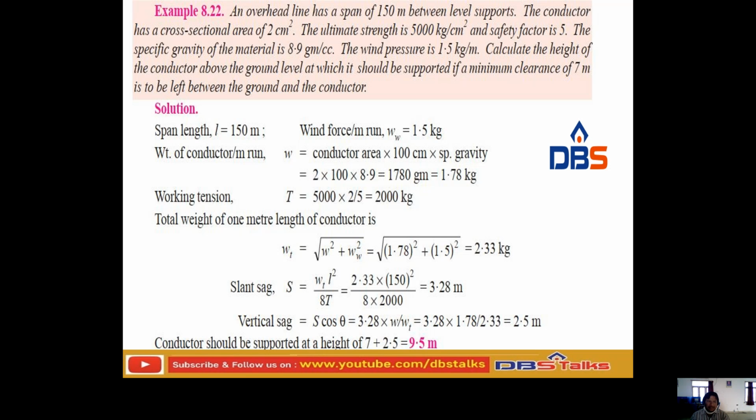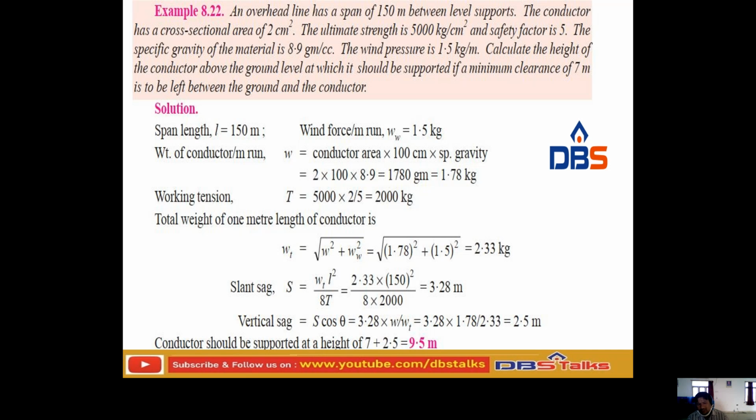Next, the total weight is the vectorial sum of Ww plus W, that is the square root of W square plus Ww square, which is equal to the square root of 1.78 square plus 1.5 square, that is 2.33 kg. Going for the formula, slant sag is equal to omega T L square by 8T. We are getting 3.28 meters.